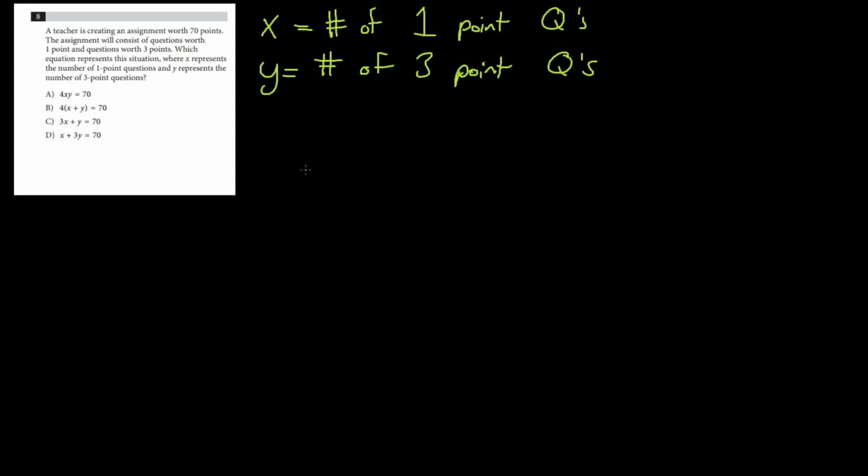Okay, so we want an equation for the total number of points, which means we need to account for how many questions there are of each type, so that would be x and y, and then how much each question is worth. So since our x questions are just worth 1, we'll have x, the number of 1-point questions, times their value. So that'll give us the total amount. This would be the points from 1-point questions.